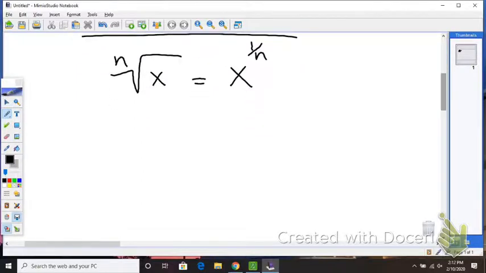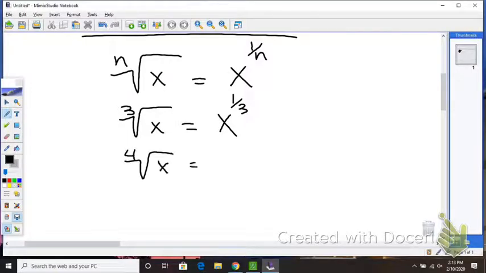So this is like saying if I have the third root of x, I can write this as an exponent as x to the 1/3 power. So the root is the bottom of your fraction. So if I have the fourth root of x, what is that written as? X to the 1/4 power.